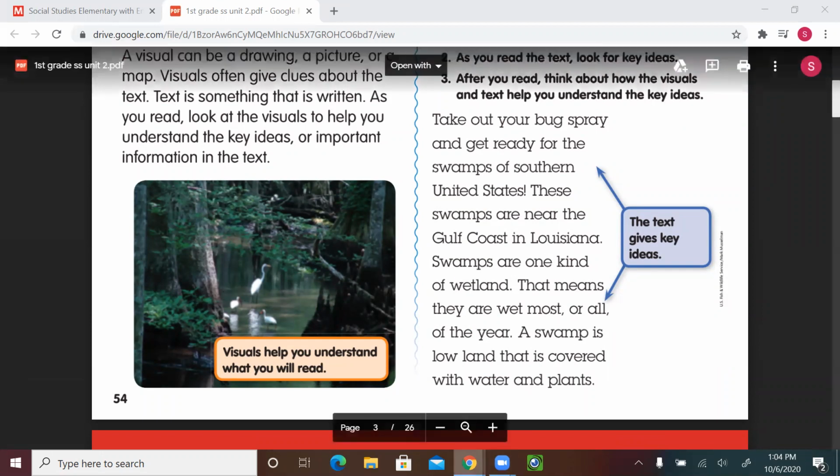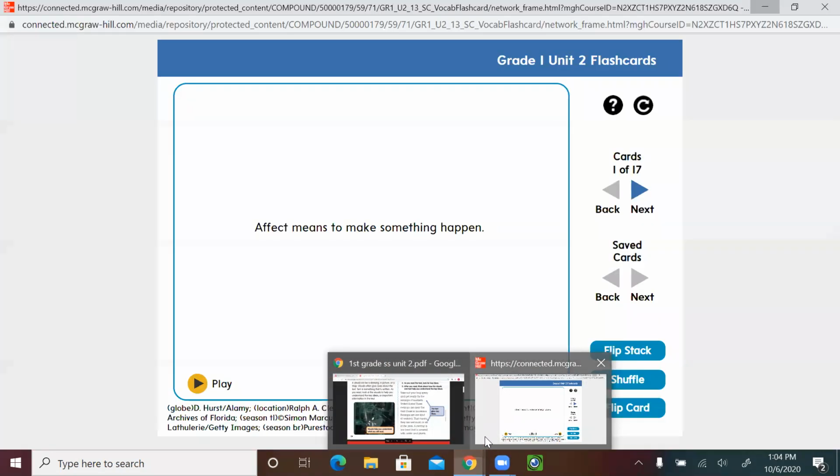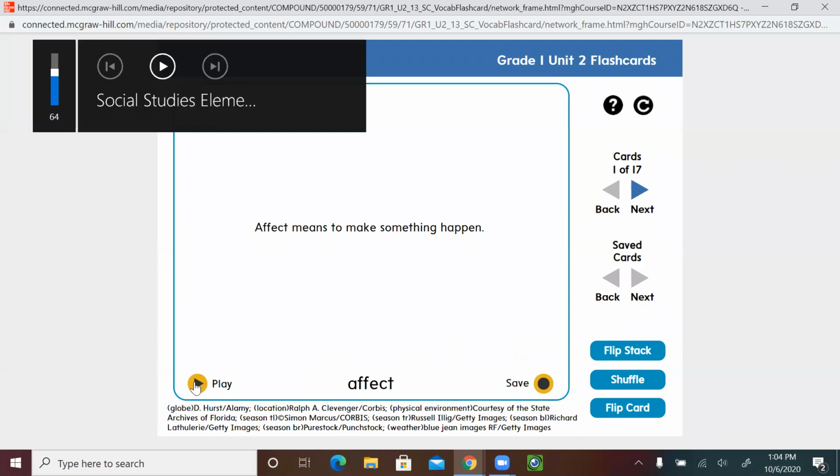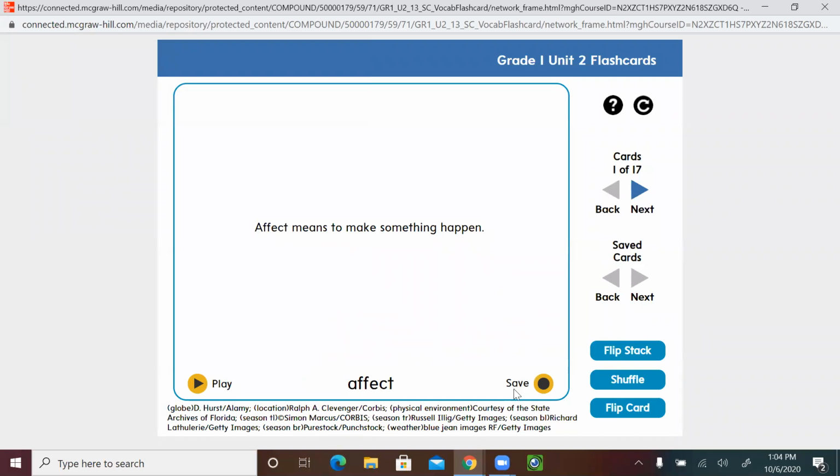All right, I would like to play these words, the flashcards, giving you the words that you will see and learn about in the whole unit. So these words cover the whole unit, the 3 lessons for Unit 2. So let's play. Affect means to make something happen. Okay, affect means to make something happen. Next.